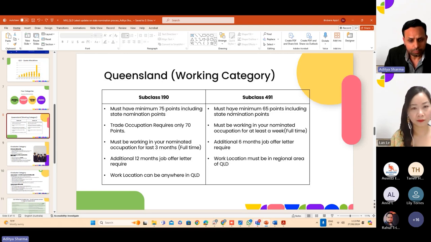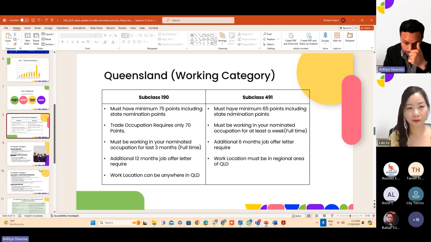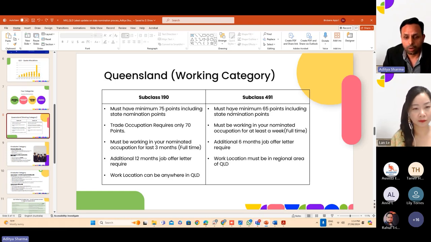For 491, a minimum of 65 points is required, and you get 5 points from the state after that. You must be working in a regional area of Queensland. There is an extensive list of postcodes included in the regional list. Even the Gold Coast is a regional part of Queensland. If you're working in a regional area, even just for a week, you are eligible to lodge your EOI for 491, but you have to have a job offer letter for at least 6 months moving forward. And the location, as I said, has to be in regional Queensland only.